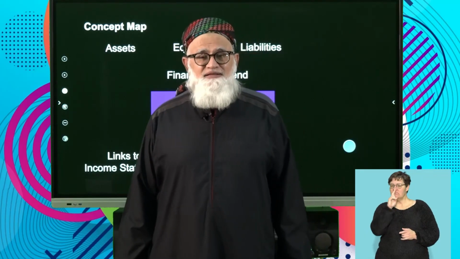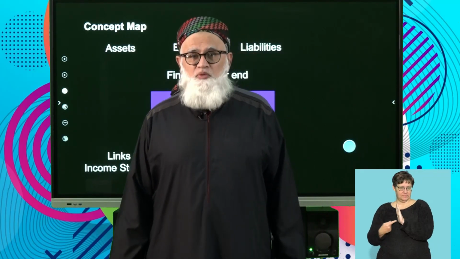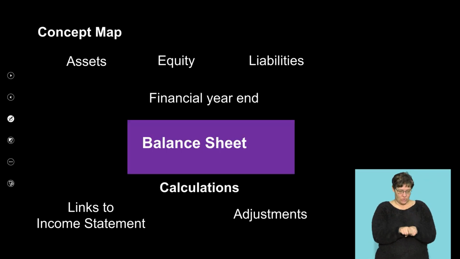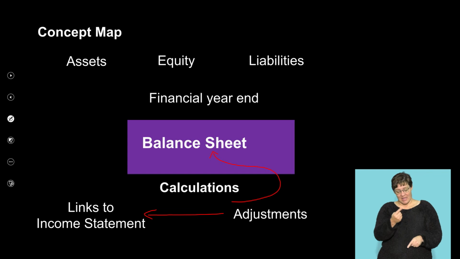We're looking at the balance sheet. Remember what we said about the links? Keep in mind that your adjustment will have an impact on your income statement, right? And it's going to impact on the balance sheet. So one aspect of the adjustment affects the income statement, the other affects the balance sheet.